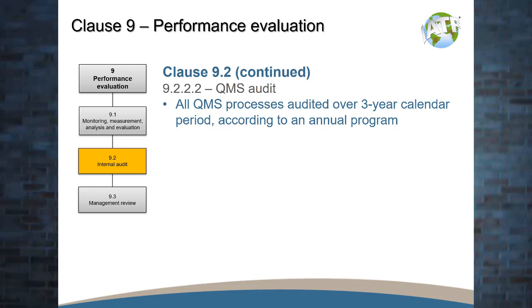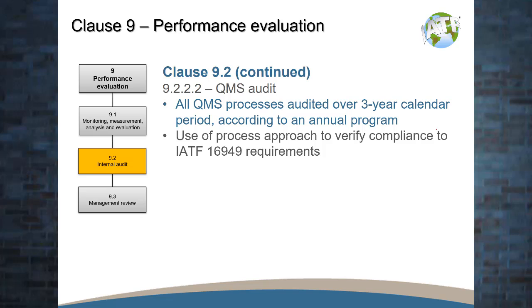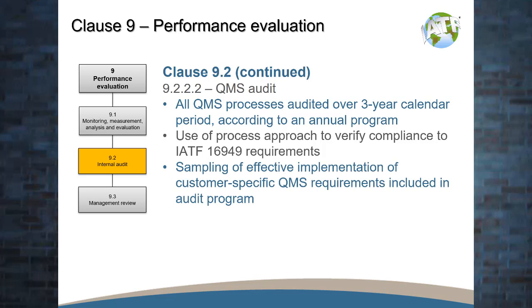QMS audits in 9.2.2.2. So all QMS processes need to be audited over a 3-year calendar period according to an annual program. So this is where you see a 1-year plan required, and each of the processes now have to be audited during that 3-year period. Of course, it's not saying just once every 3 years, but it being on a 3-year calendar period. Use of the process approach to verify compliance to IATF 16949 requirements, and sampling of effective implementation of customer-specific QMS requirements, needs to be included in the audit program.